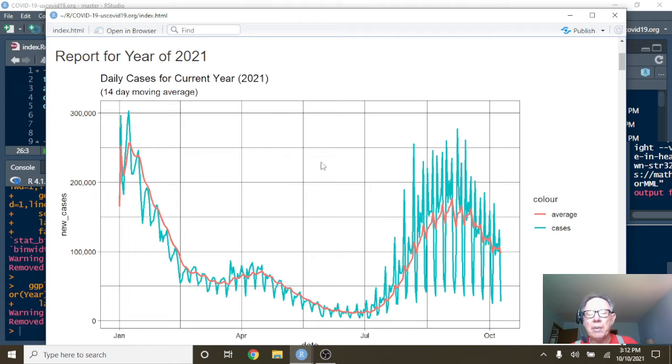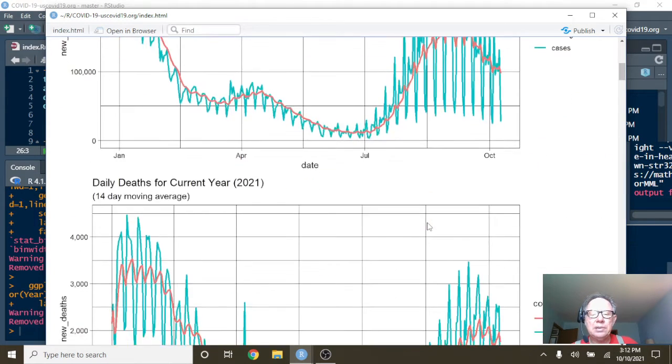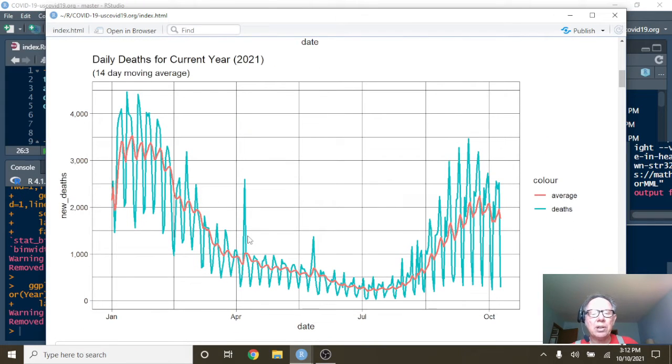But anyway, how many people here were vaccinated? What about deaths? A long declining pattern in deaths. And in July, we saw an increase in deaths. How many people here were vaccinated?